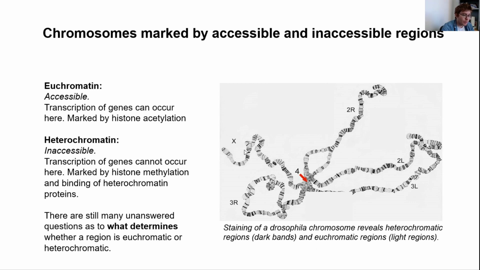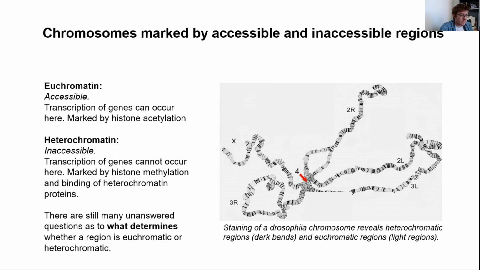What's interesting is this idea of euchromatin and heterochromatin was actually observed by simply staining the chromosomes. In the old days, they would stain chromosomes with dyes, and they would see that there were bands of dark and light regions in the chromosomes. This banding, whether it was dark or light, had to do with whether the genes in those regions were able to be transcribed or not. So the dark bands correspond to heterochromatin, and the light bands correspond to euchromatin.